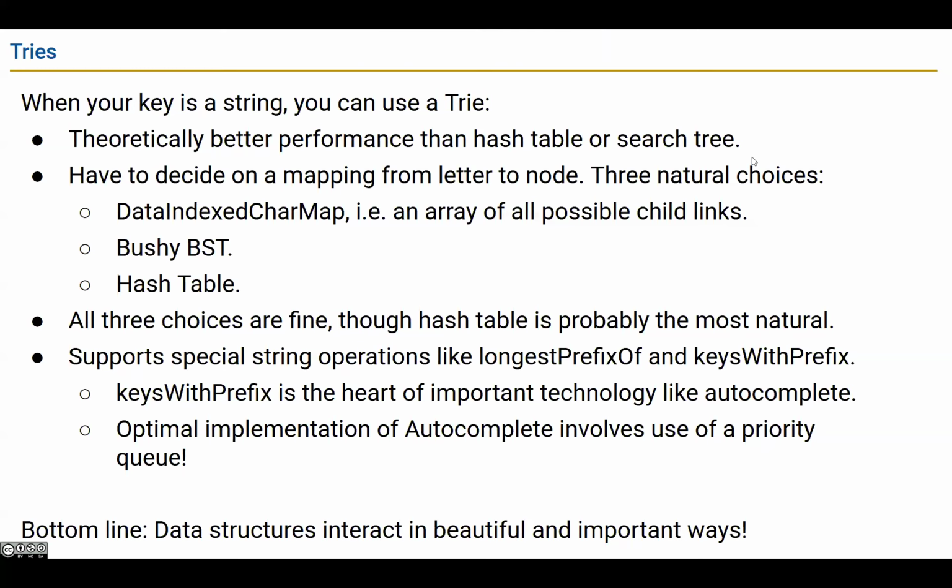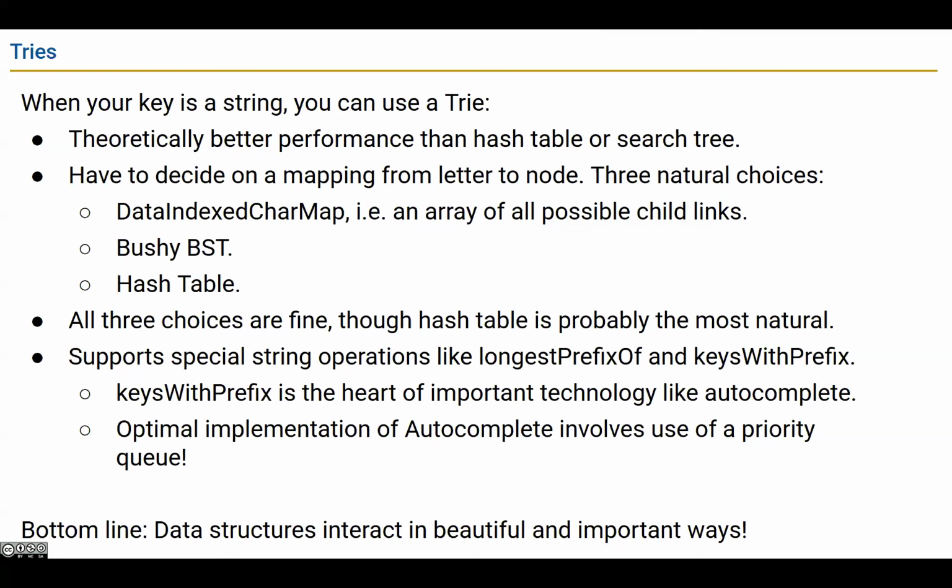All right. So when your key is a string, a trie does tend to be better than the normal approach. You have theoretically better performance than a hash table or search tree. You do have to make some choices on how you build this that I didn't go over in this half lecture. The hash table is probably how you store all of your children. If you want more information on this, go to the pre-recorded videos.